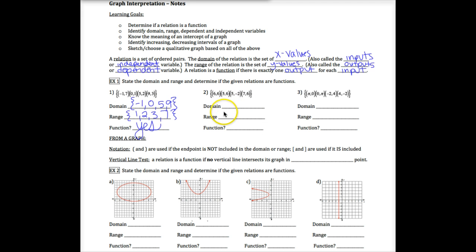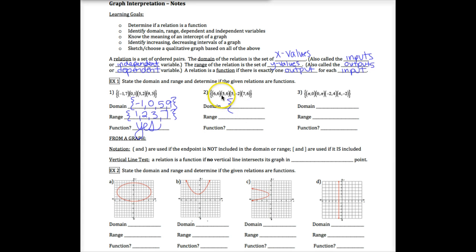So I would like for you to try number 2 and number 3. List the domain, the range, and determine if it's a function or not. And so pause it now to do that, and then unpause it when you're finished to check.